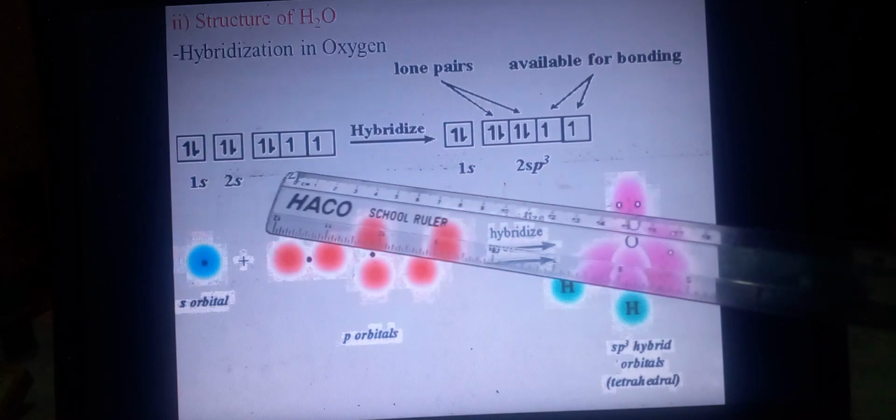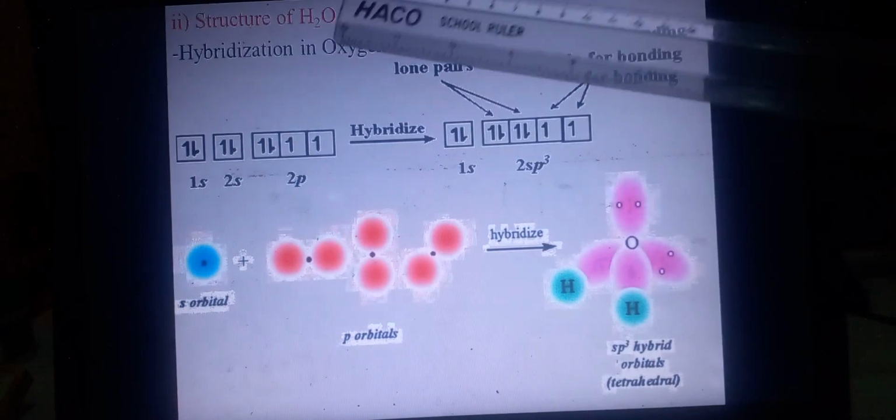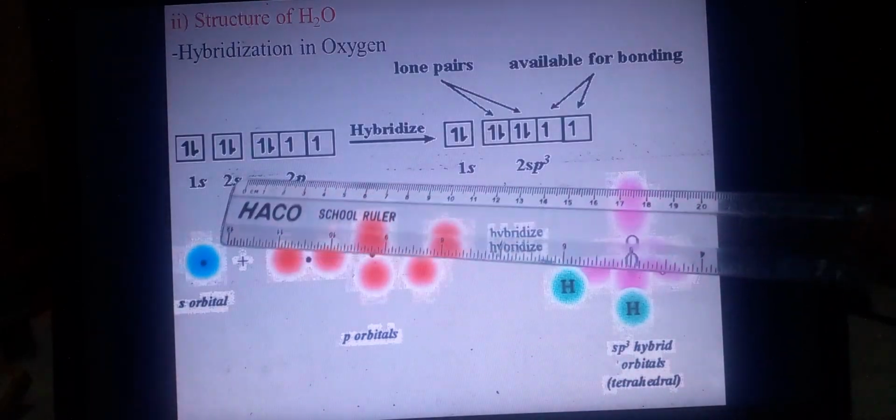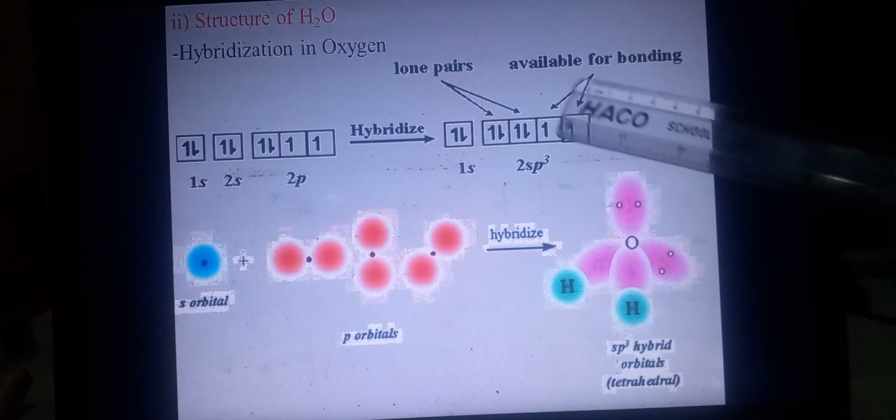So we need to hybridize directly. We don't promote any electron because the p orbitals already have 2 unpaired electrons, which will participate in the bonding with the 2 hydrogen atoms. So we simply hybridize the 2s orbital and 2p orbitals so that we come up with sp3 hybridization, 1s and 3p orbitals. In that case, we shall have 2 lone pairs of electrons which will not participate in bonding, but the other 2 unpaired electrons will participate in bonding with hydrogen atoms.